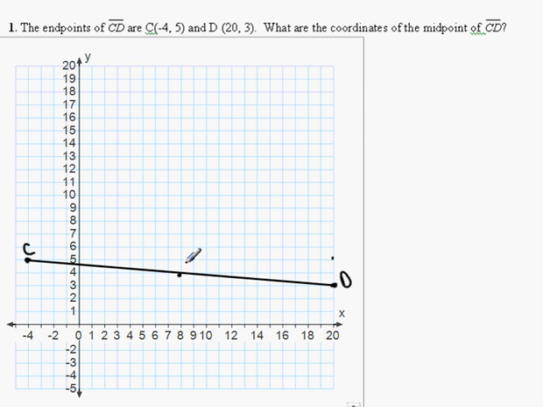So midpoint is just simply the point in the middle. Now what this means also is that the distance of CM is equal to the distance of MD. By virtue of the fact that this is a midpoint, you're going to have two congruent segments from the endpoint to the midpoint and from the midpoint to the other endpoint.